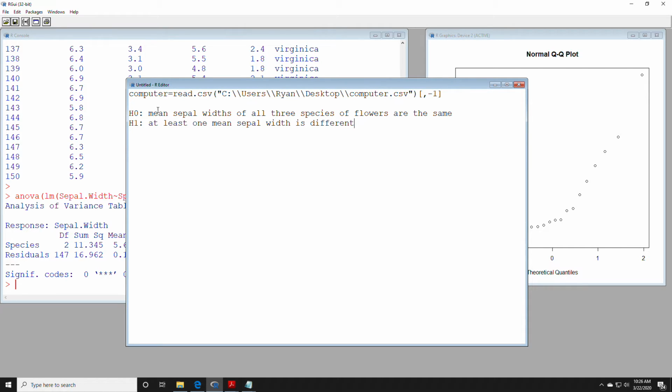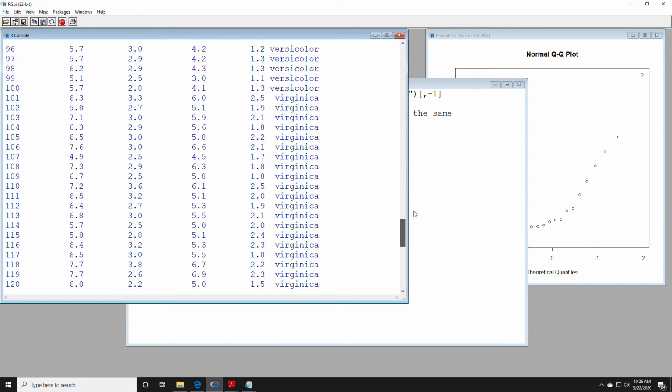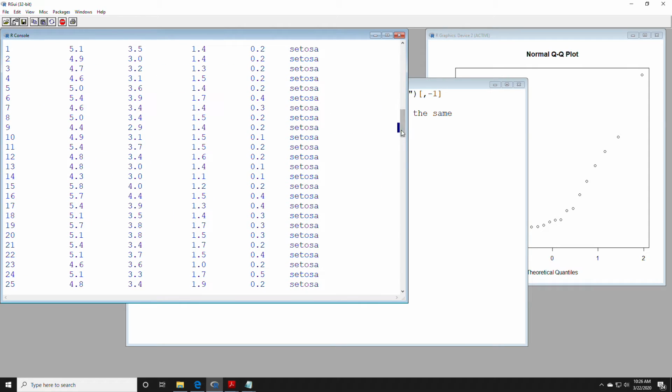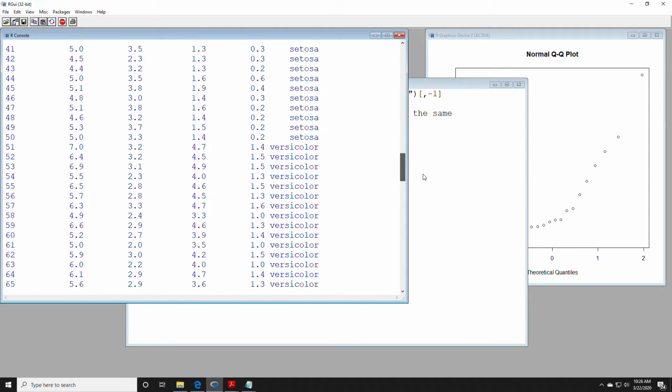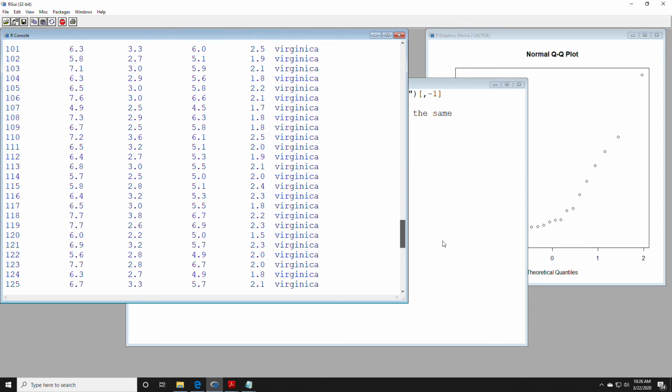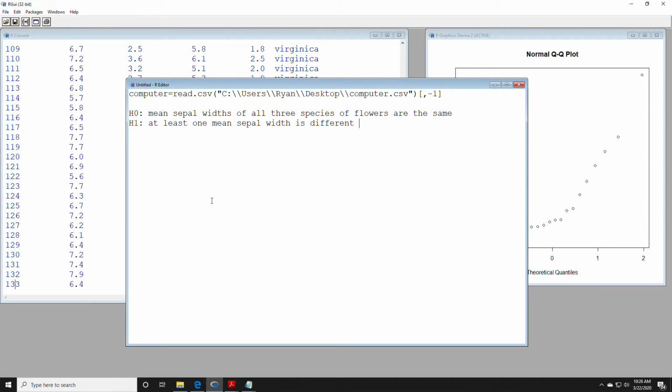So this says, right, mu1 is equal to mu2 is equal to mu3 versus, right, at least one is different. And the mean that we're talking about is the mean sepal width for these three species of flowers, right? We can write mu1 is the mean sepal width of a setosa flower, mu2 is the mean sepal width of a versicolor flower, and mu3 is the mean sepal width of a virginica flower.